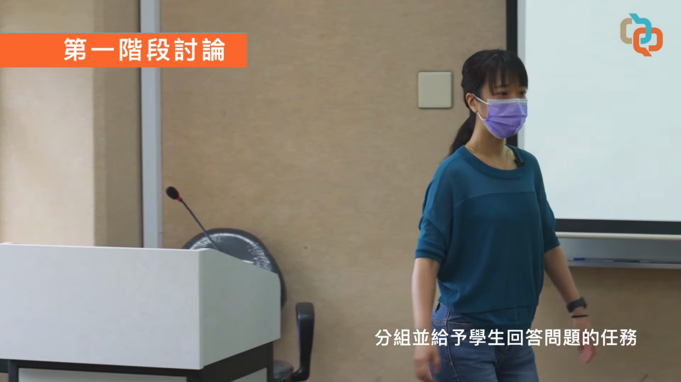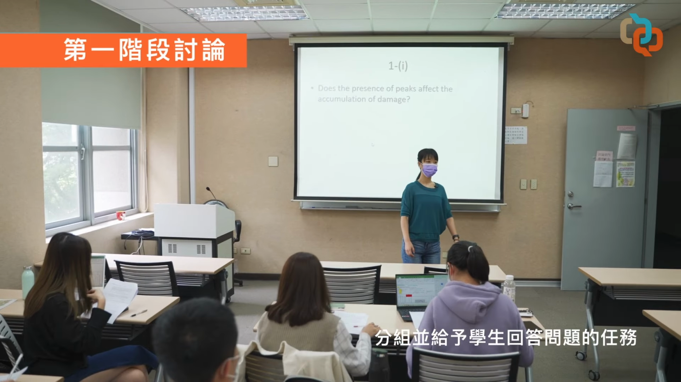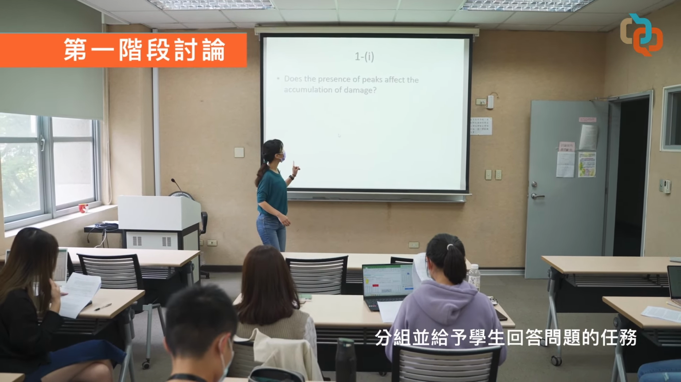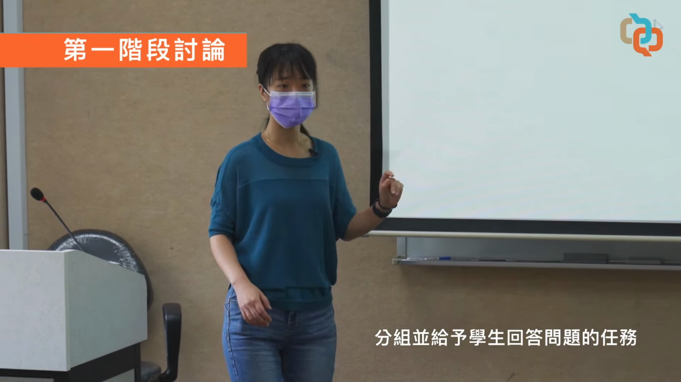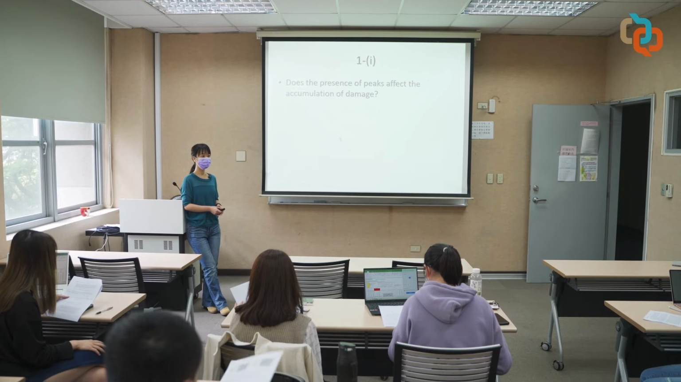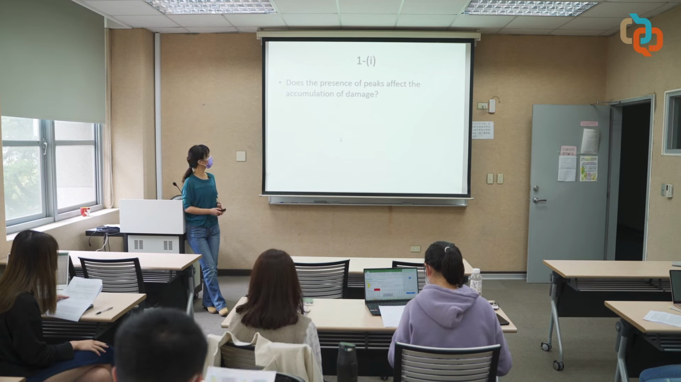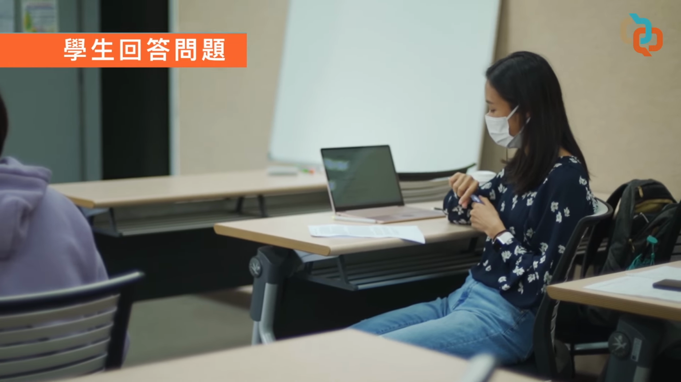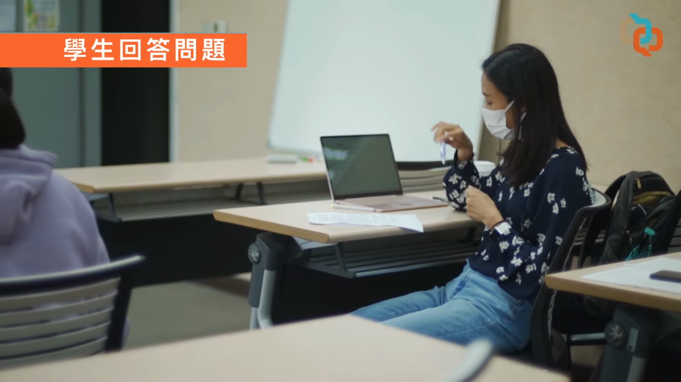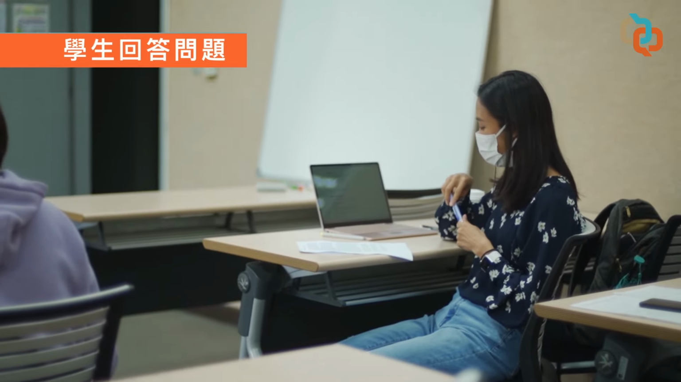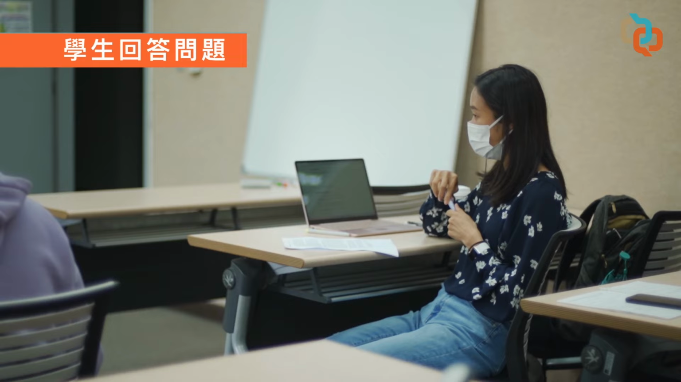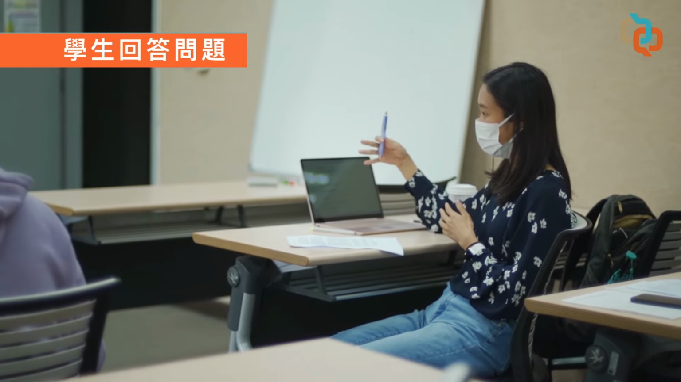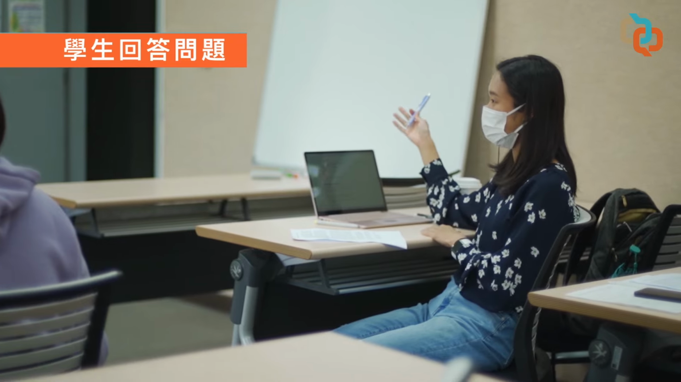Okay, I think both groups are ready. Would you like to share on the first one? The first one is, do you think the presence of peaks affects the accumulation of damage? We say yes. The reason being, we see in the Excel sheet, if there are fewer peaks, then the accumulation of damage is lower. But when there are more peaks, that means more exposure, and that's leading to more damage.